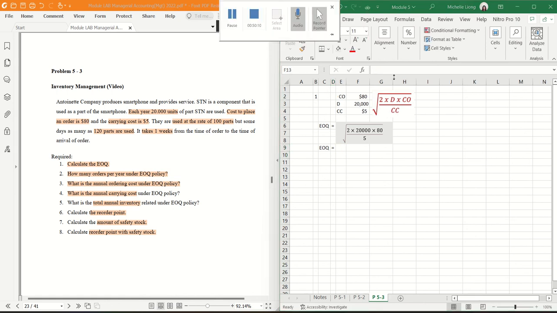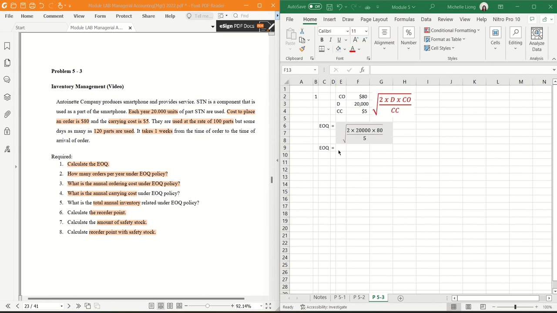Okay, and then we will need to calculate the square root of the EOQ. So basically, we just need to insert the formula. Square root, yep. If you're using Excel, it's easier, but if you're calculating manually, then you need to calculate it carefully. 80 divided by 5, and we got 800.